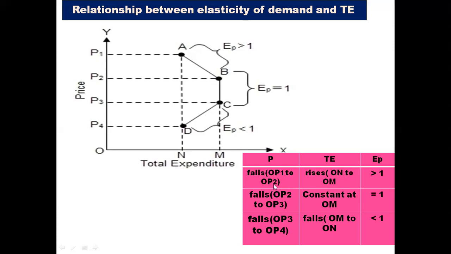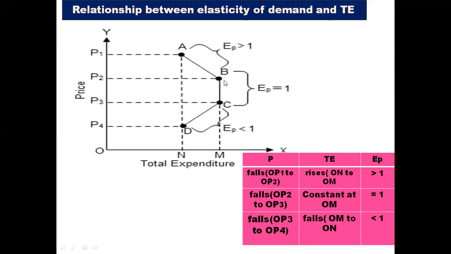Now let us see. So we measure price on the vertical axis. Now when the price falls from OP1 to OP2, what happens? The total expenditure rises from ON to OM. Initially, when the price is OP1, what is the total expenditure on the horizontal axis? ON. And when the price decreases to OP2, total expenditure increases to OM at this point, right? So within these points from A to B, at any point when the price decreases, total expenditure will rise. That is, price and total expenditure will move in inverse direction. When the price falls, total expenditure will rise. Or when the price rises from OP2 to OP1, total expenditure will fall. So elasticity is greater than 1.